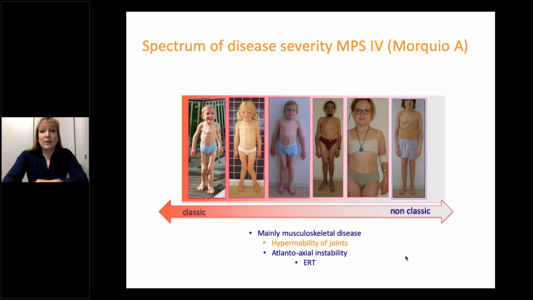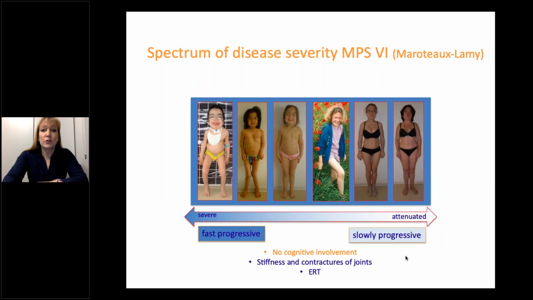Now we are entering the Morquio syndrome. MPS 4 or Morquio syndrome is a mainly musculoskeletal disease. They have hypermobility of joints in contrast to all other MPSs that are more stiff and have contractures. They have this specialty that they have an atlantoaxial instability, which makes anesthesia complicated as well. And also here, there's an enzyme replacement therapy available, at least for MPS 4A, I'm sorry. MPS 4B is not treatable. And the spectrum of the disease severity of MPS 6, you can see here from fast progressive to slowly progressive.